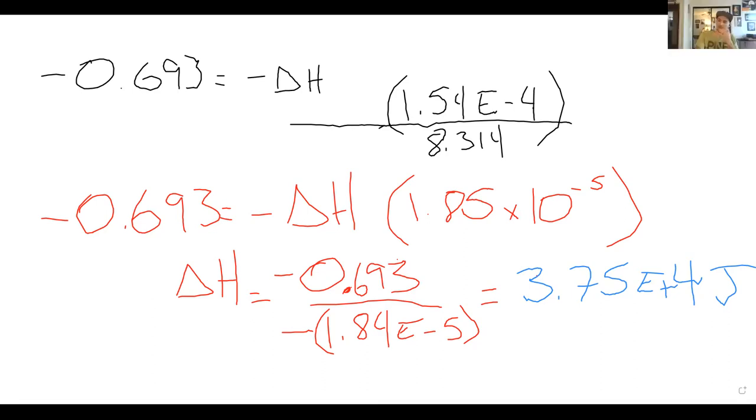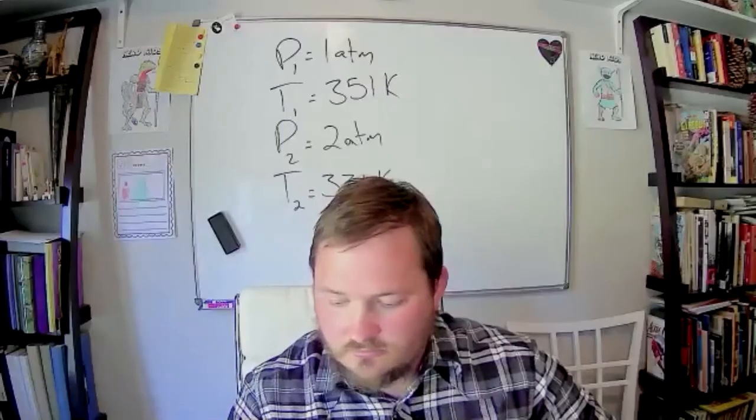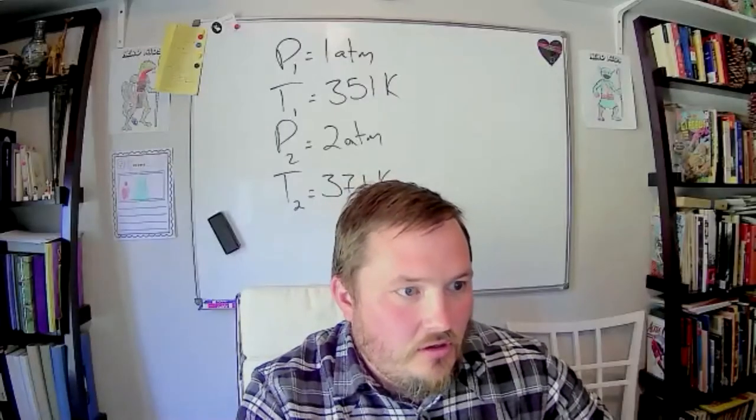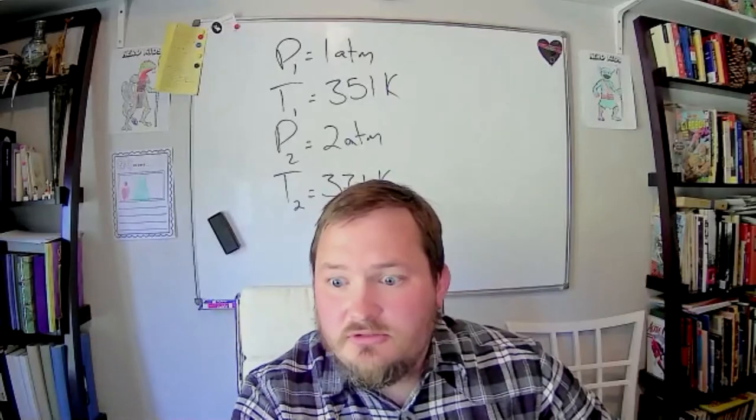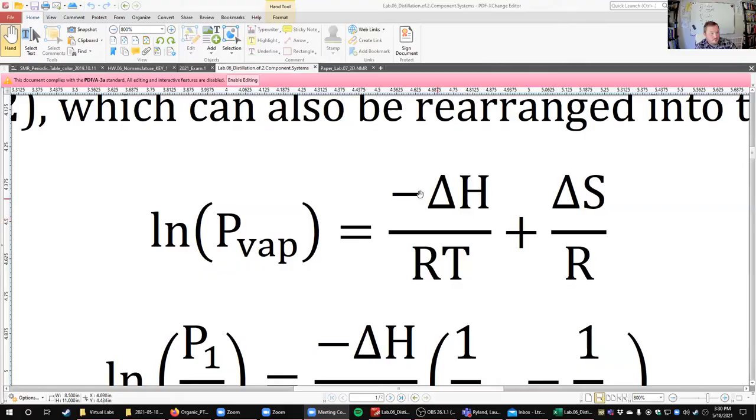So then you use what, equation number two to figure out delta S? Bingo. So once we have delta H, now we have everything for this equation except for delta S. So pick one of those two points. It doesn't matter which one. Pick a vapor pressure and the temperature that goes with it, the boiling point that goes with it, and plug them in for pressure and temperature. And then your constant that comes out the other end is your delta S.